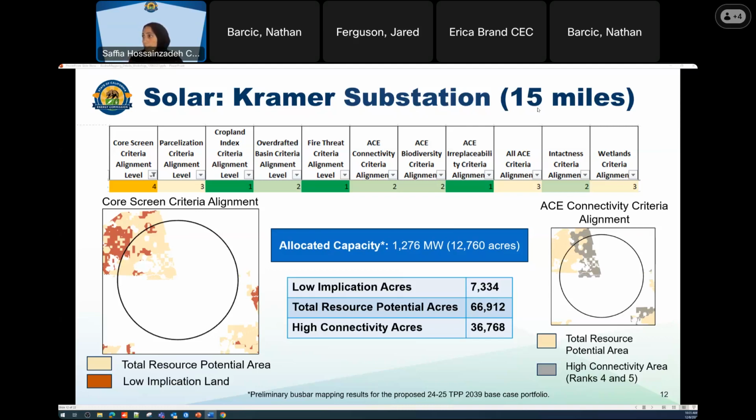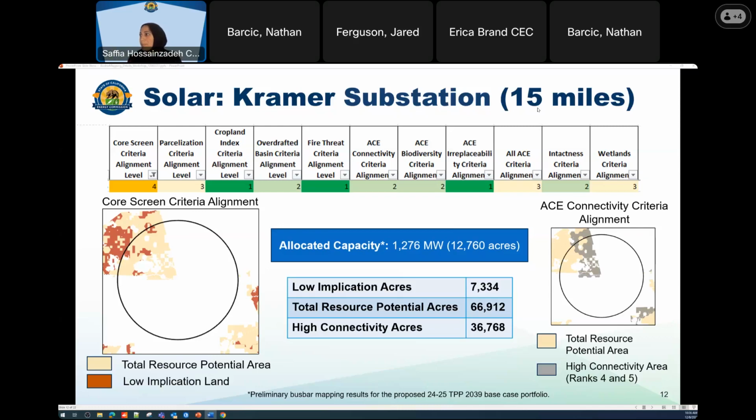So again, we have to look also at the capacity now that's being considered to be generated from this area, and that's about 13,000 acres worth of capacity. And so this exceeds the amount of low implication area. And so that already will be raising its criteria alignment level to an exceedance flag.